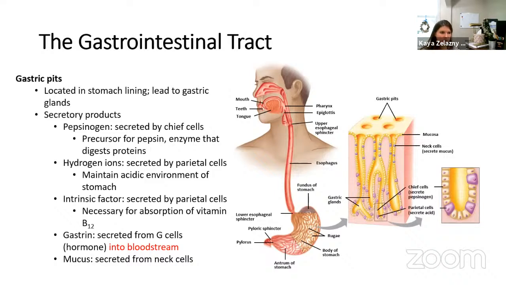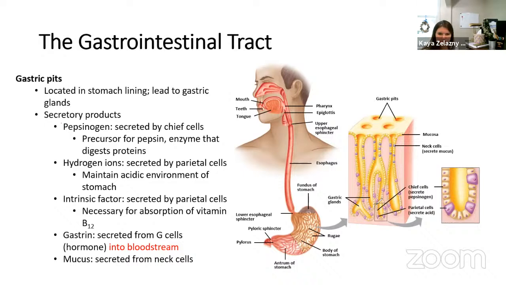So the stomach is going to be the beginning of our digestion of proteins. It's going to help us continue digesting our carbohydrates with its acidity. And it's basically going to be producing a very acidic environment that helps us break down food. So there are a couple different products that we want to know about, and they're going to link up to different types of cells in the gastric glands and the gastric pits.